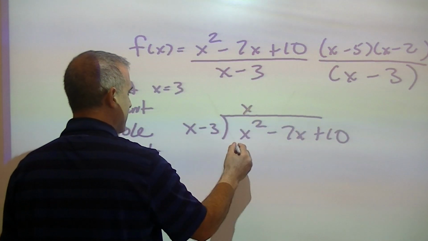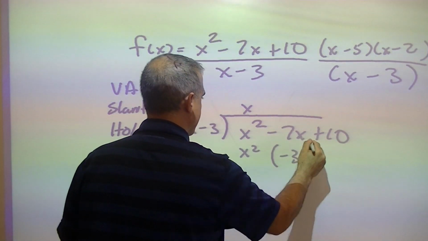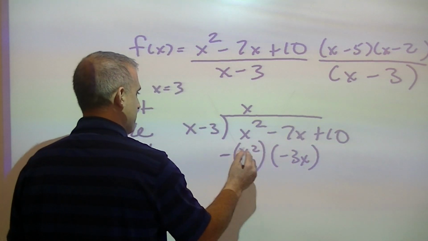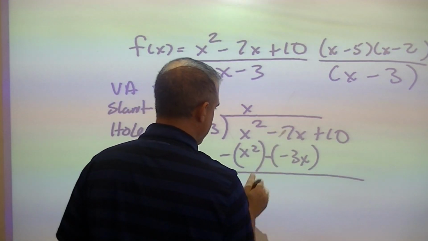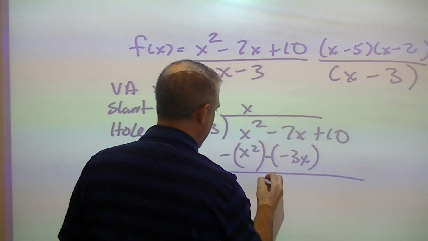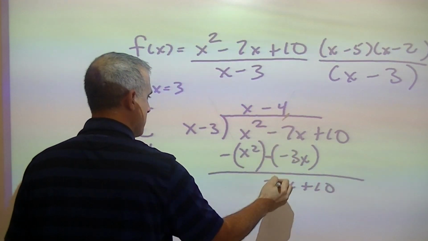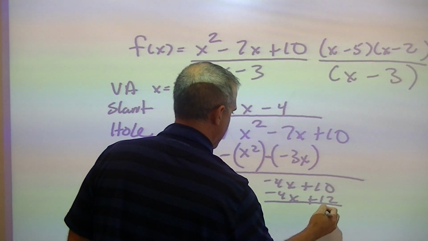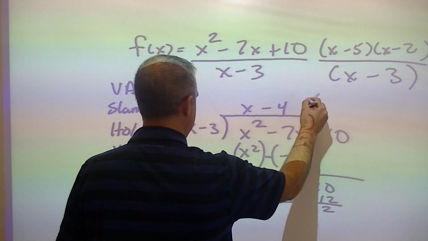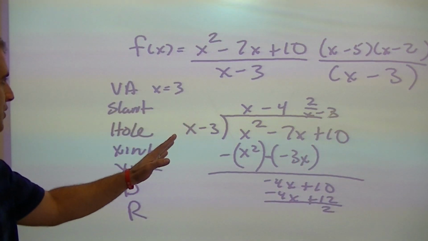So that would have to be x squared, and negative 3x. So I would put minuses here. Negative 7 minus negative 3 would be negative 4x. So that would be negative 4. Negative 4x and 12. That would be 2. That would be the remainder, 2 over x minus 3. Now, that would be the polynomial division.